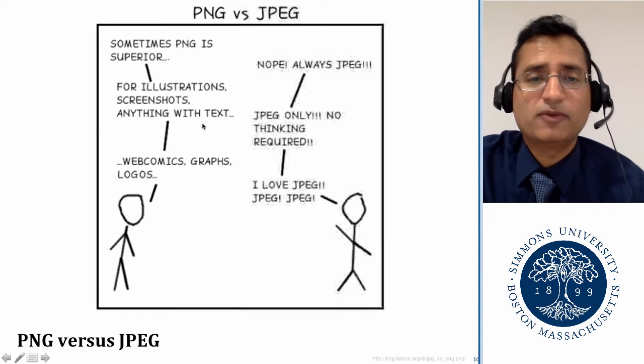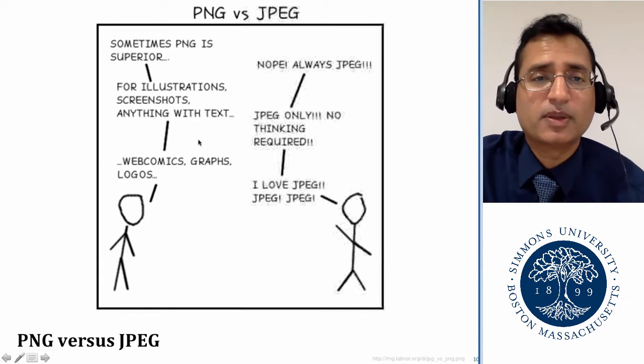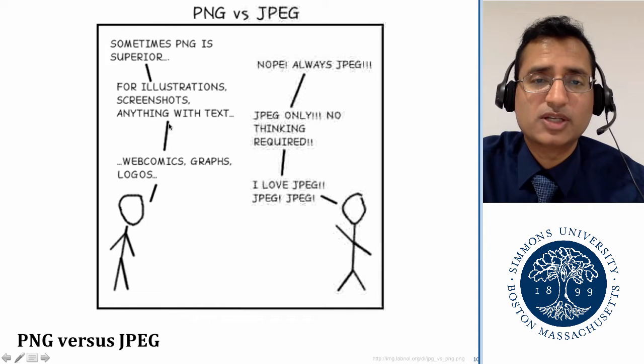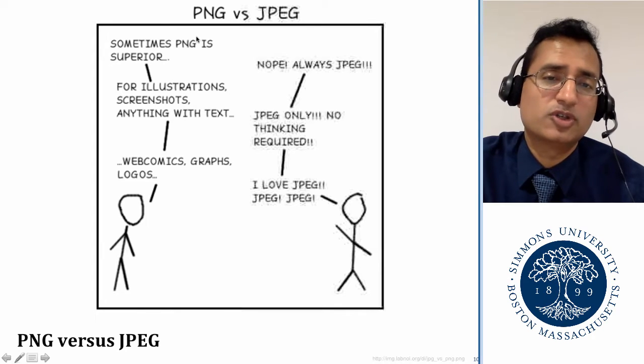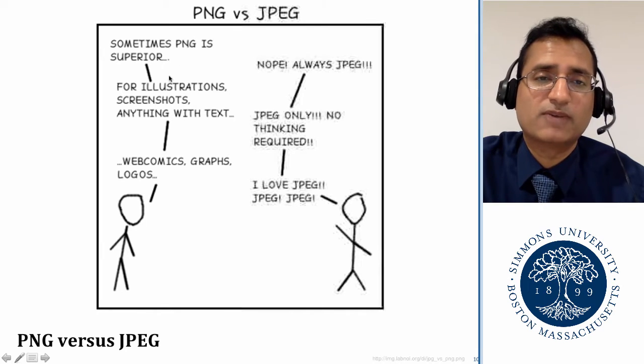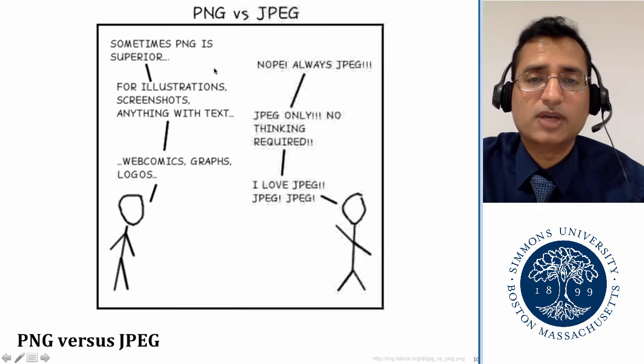So this is one example of PNG versus JPEG. Here it says sometimes PNG is superior for illustration, screenshots, anything with text, webcomics, graphs, and logos. JPEG, as you see, is not really good for anything where there is clear text like this. So in cases like this, you can use PNG, and you can also use GIF, which is also great when you do not have lots of different colors, color variations.